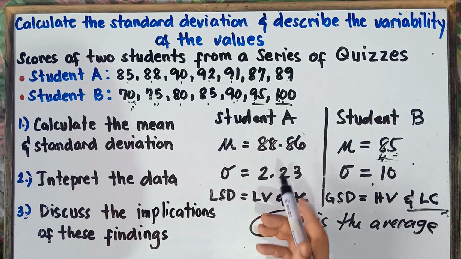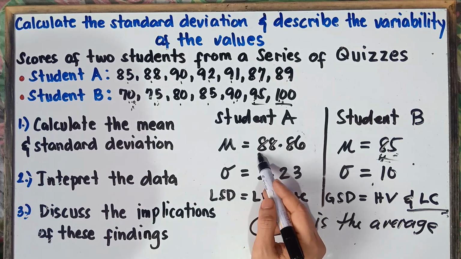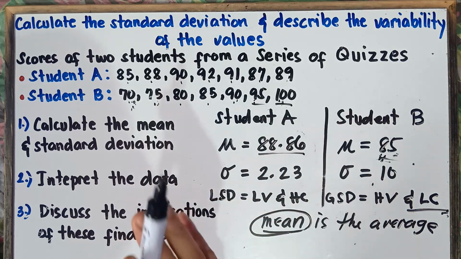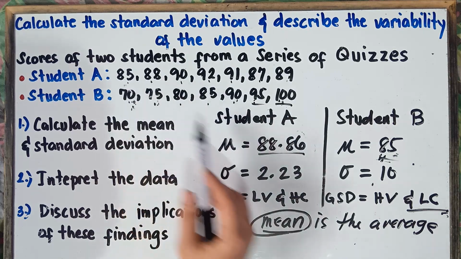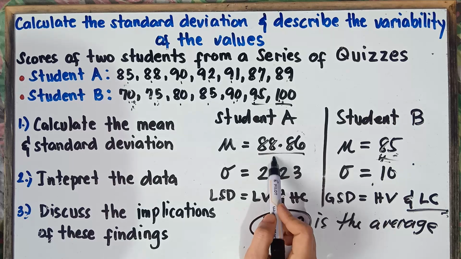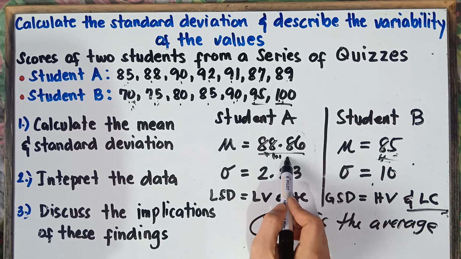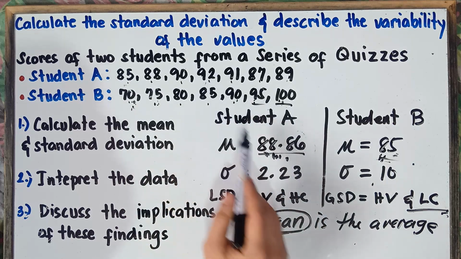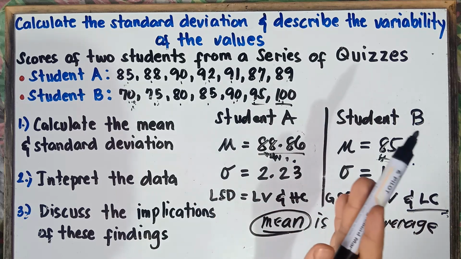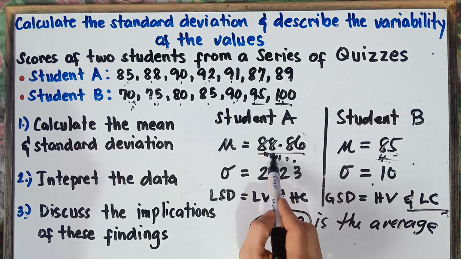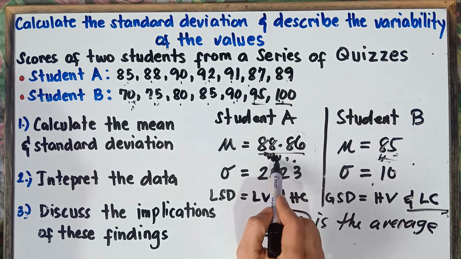Now, what would be the mean for student A? The population mean of student A is 88.86. Check this one out, class. The scores of student A, the lowest score is 85. 85, class, is near the average score. Once again, 85 is near 88.86. The highest score is 92. 92 is near 88.86. The difference is just 4 point something. 91 is near 88.86. Of course, 87 is very near 88.86.